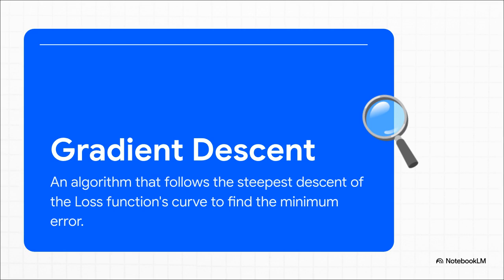It's the mathematical tool that calculates the slope of that error mountain at any given point. It acts like a compass that's always pointing in the steepest downhill direction, telling the network precisely how to adjust all its knobs to lower that error score.